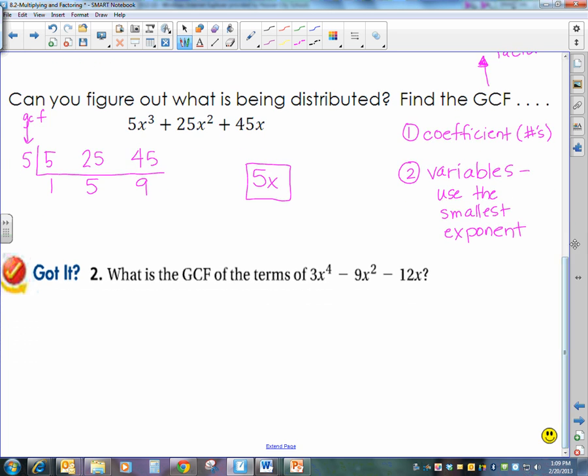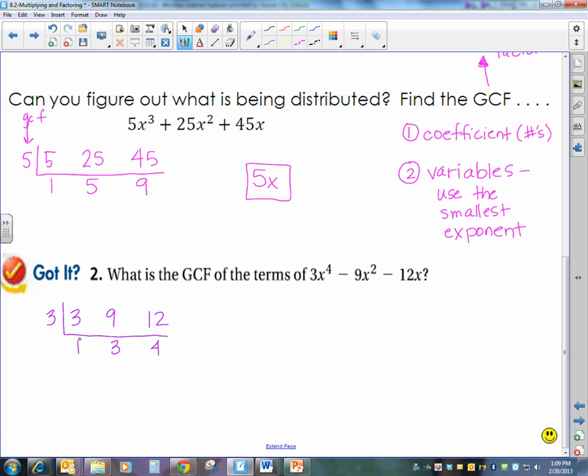Let's do another one. So we start off with our coefficients. 3. You don't need to worry about the signs. You just need to worry about the numbers, so we don't have to worry about negative. 3, 9, and 12. What number goes into all three of them? The number 3. 3 goes into 3 one time. 3 goes into 9 3 times. 3 goes into 12 4 times.